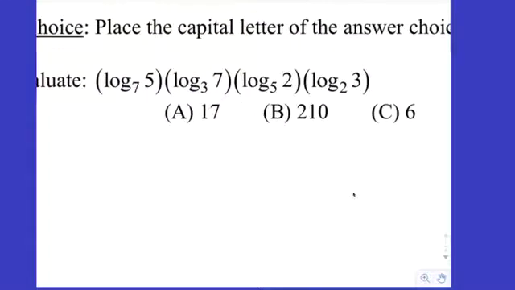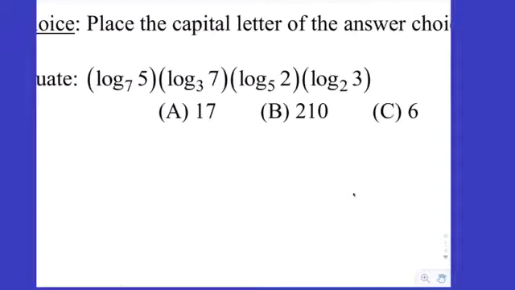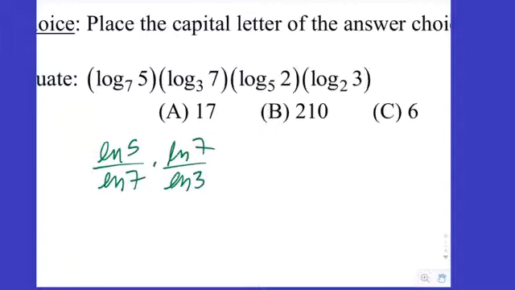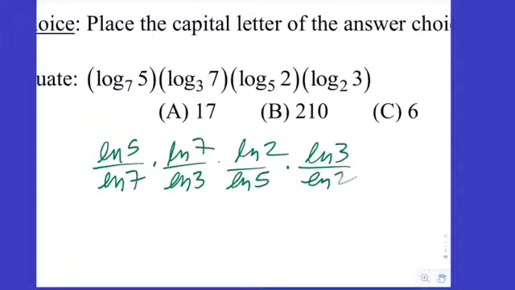All right, so question 1, multiple choice. To evaluate, we have a product of logs here. All the bases are different, so the easiest way to do this is to put them all in terms of the natural log base, or base e, using the change of base formula. So that's the natural log of 5 over the natural log of 7, times the natural log of 7 over the natural log of 3, times the natural log of 2 over the natural log of 5, times the natural log of 3 over the natural log of 2.